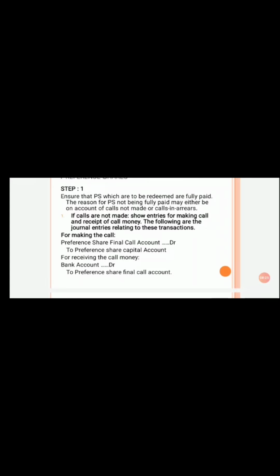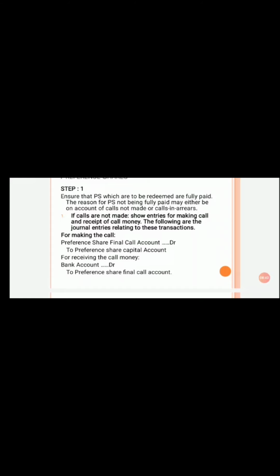What is the journal entry? Preference share final call account debit to preference share capital account. The second journal entry is for receiving the call money. So when you are receiving the call money, debit what comes in? Cash is coming in. So what is the journal entry? Cash or bank account debit to preference share final call account.